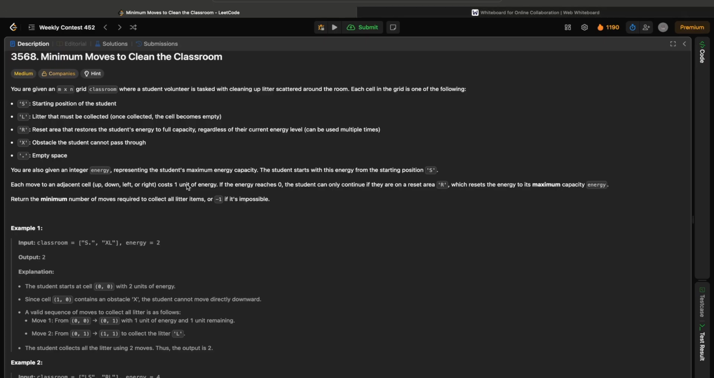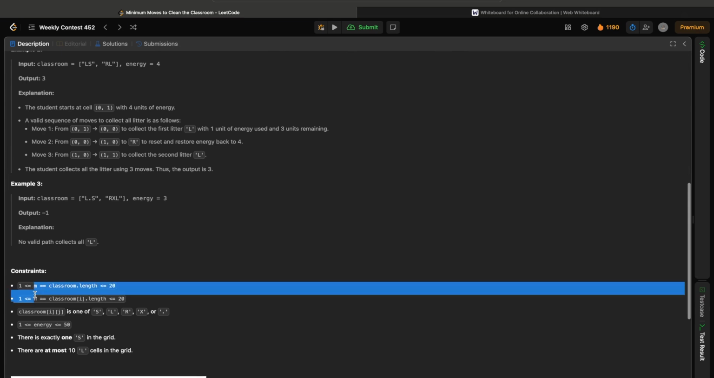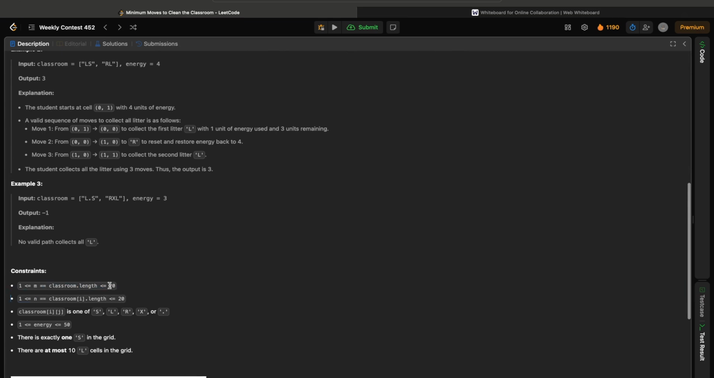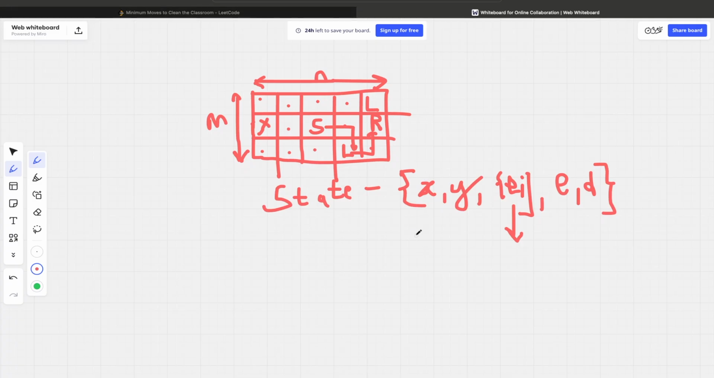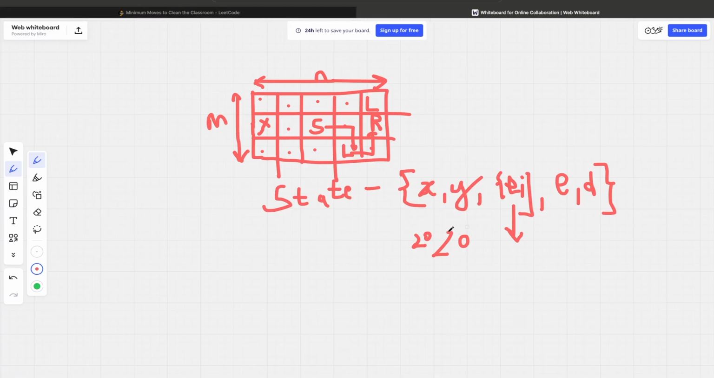So let's see that. What will be the m and n values? They are basically 20 and 20, which is very good for us, very small. So 20 will be the rows and 20 the columns, i and j. And what is the limit they have mentioned for liters? There are at most 10 liters. Okay, good.